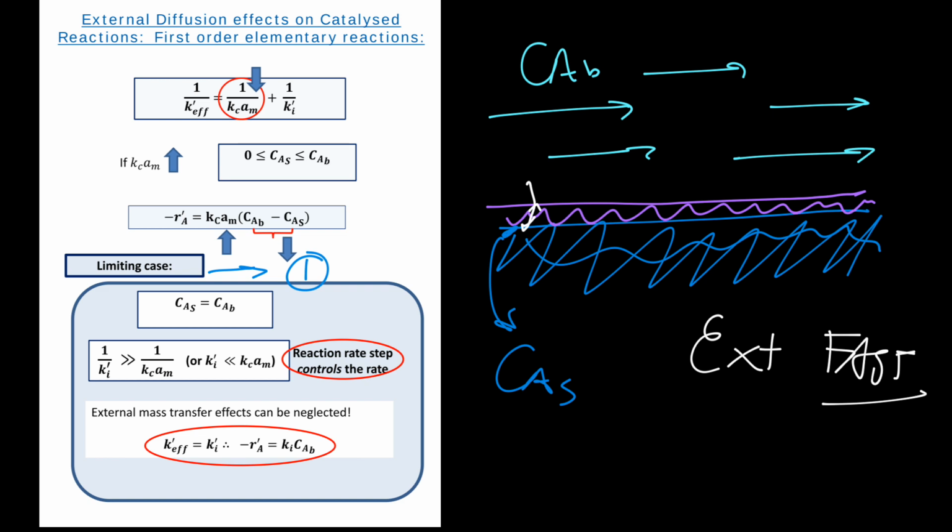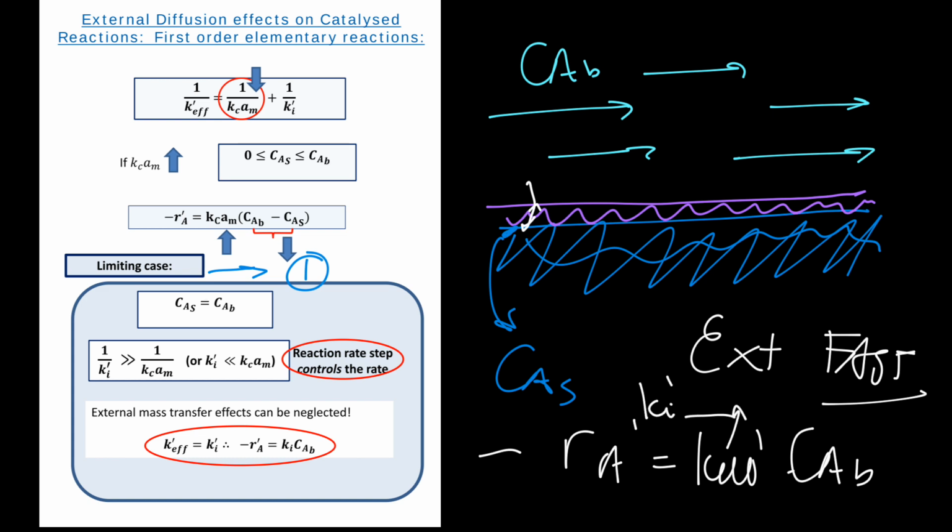So in this limiting case, where this is a very fast rate, so KCAM is fast, then the resistance to external diffusion is low. So this goes to 0 compared to that term, meaning that my effective resistance, or my effective rate constant, becomes pretty much equal to Ki dash. So in my rate equation, I can say that my RA is equal to the effective rate constant times Ca bulk. And in this limiting scenario, K effective simply becomes equal to Ki dash. That is when my KCAM is very large compared to my Ki dash.